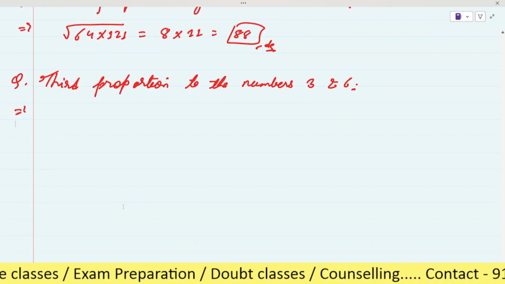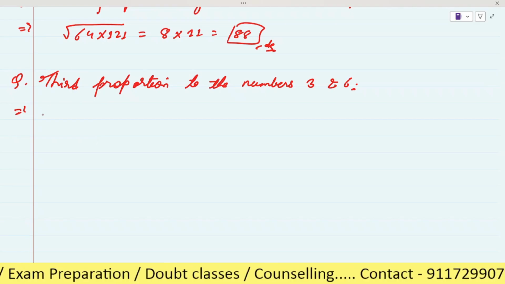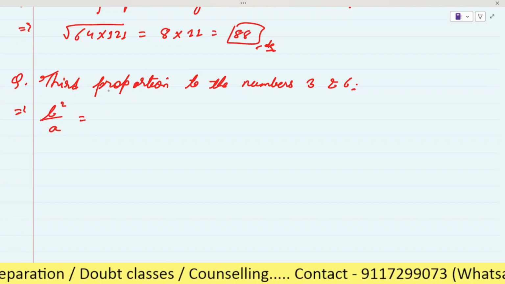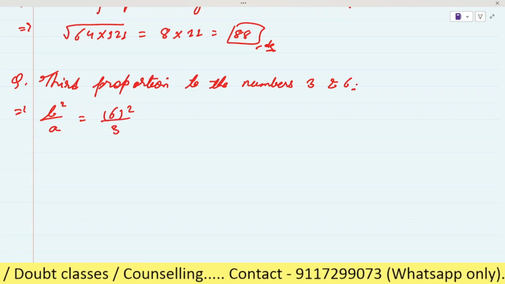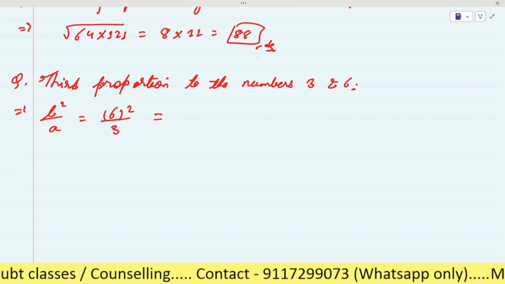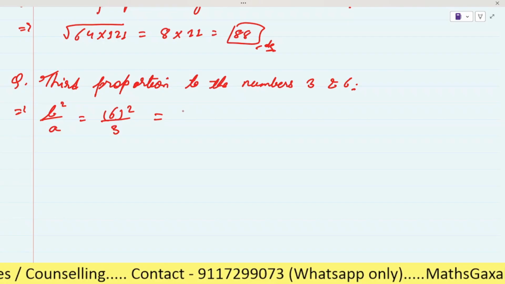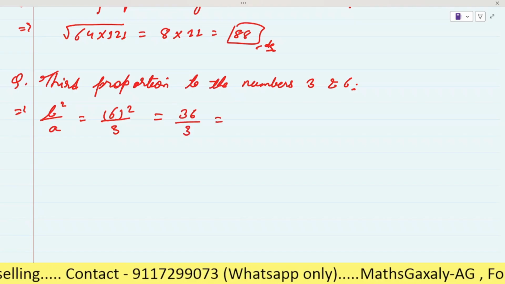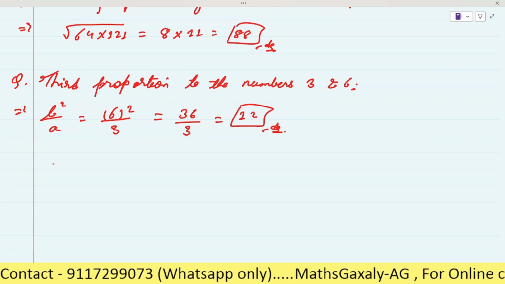Question, sir. Third proportion, na? Third proportion is b square by a. I did A square, but oh, okay, okay, no problem. So c square by 3. Now tell me what it will be. 12. Very good. So 36 by 3, it will be 12, है ना? And this will be the answer.